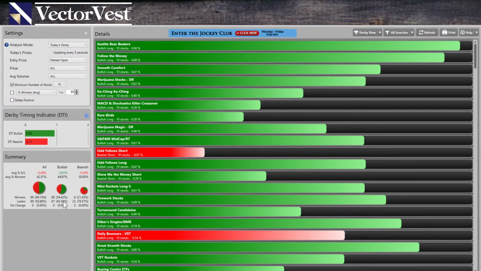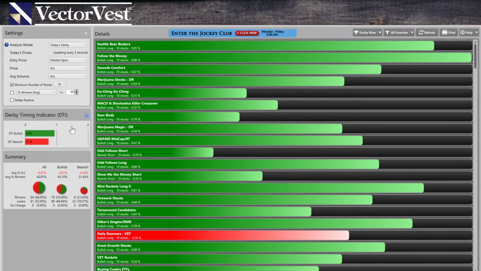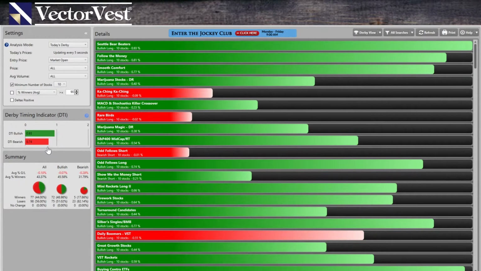Does the DTI correspond to RTI, or RT, in some way? The answer to that is no. They're two different things. They're both on that scale between 0 and 2, but the RT looks at the short-term price trend of the market, whereas the Derby timing indicator is looking at a lot of other factors in the market to give us a sense of direction throughout the day.